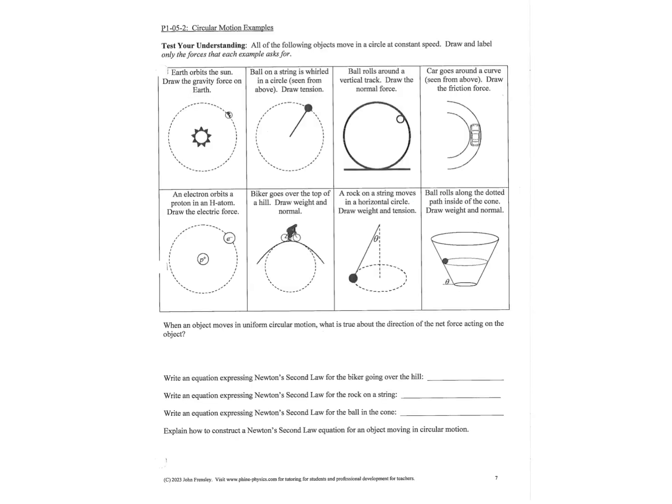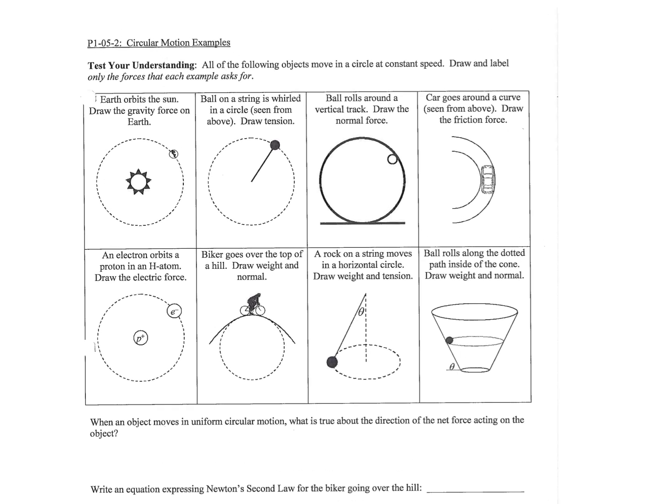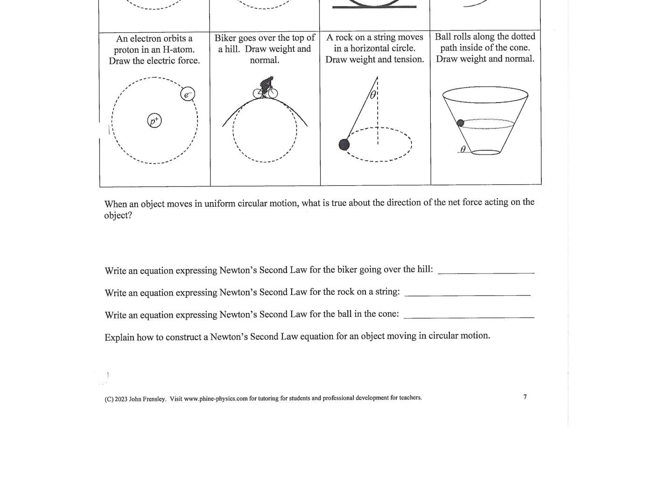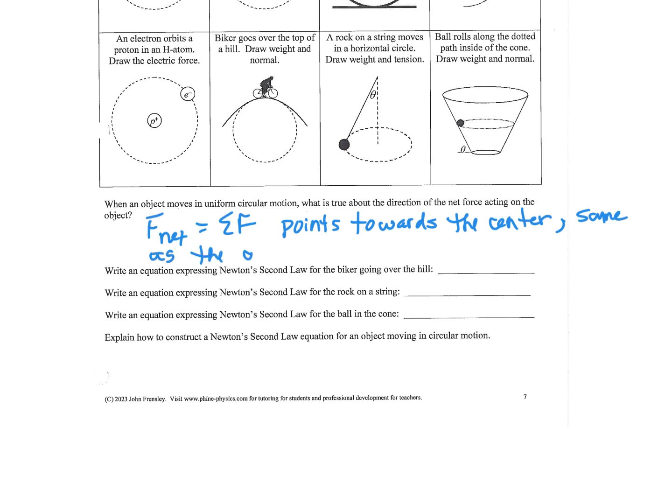Okay, so now, circular motion examples. What we know is a couple of things. Draw the forces. One of the things you need to understand is the force F net, which of course is your sum of forces, always points towards the center. Same as the acceleration does.